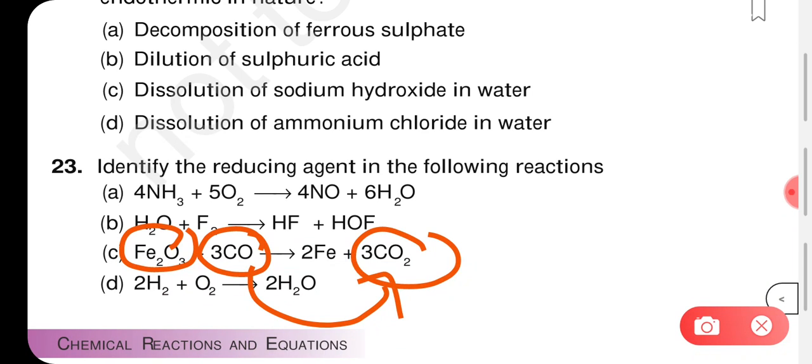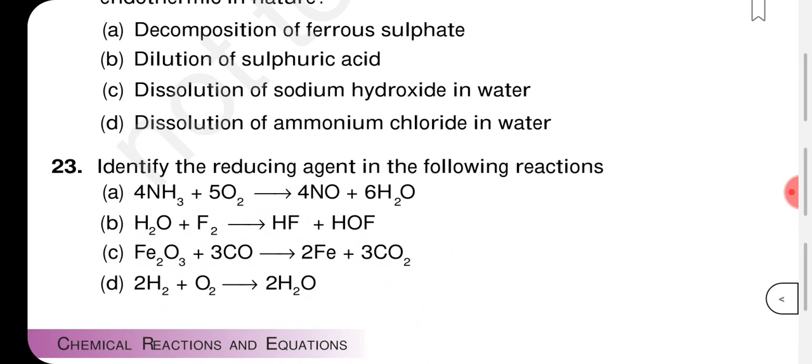Okay, there is addition of oxygen, so 3CO is getting oxidized. So what is happening here? Carbon monoxide will act as a reducing agent, because it is reducing iron. Fe2O3, iron oxide, is being reduced by this. It remains as iron. There is loss of oxygen from the iron oxide.